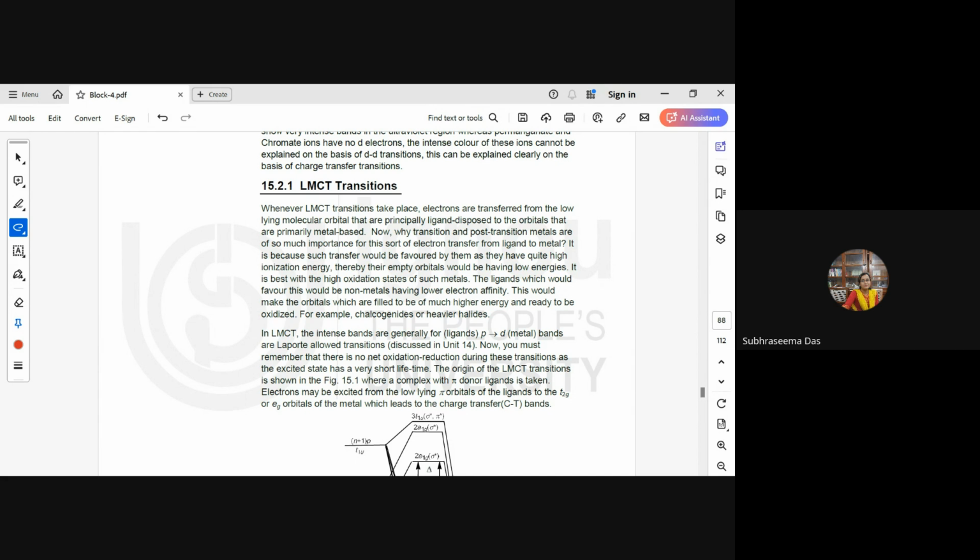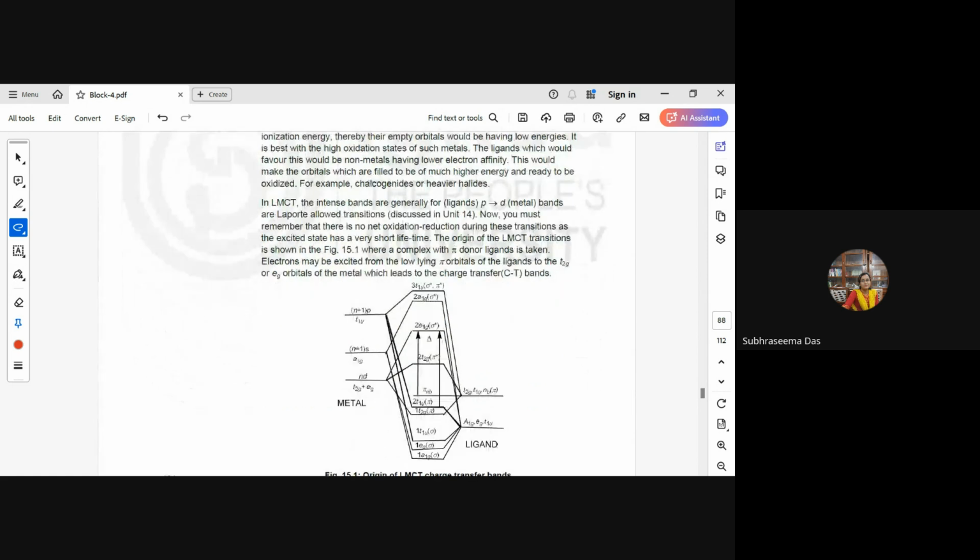Now this transition from ligand to metal is important for post transition metals, because such transfer would be favored, and it has quite high energy. The ligands which favor this type would be non-metals having low electron affinity. So in LMCT, intense bands are observed.